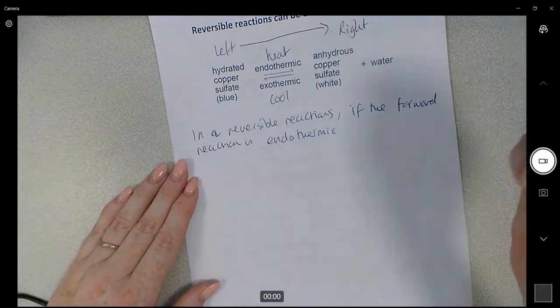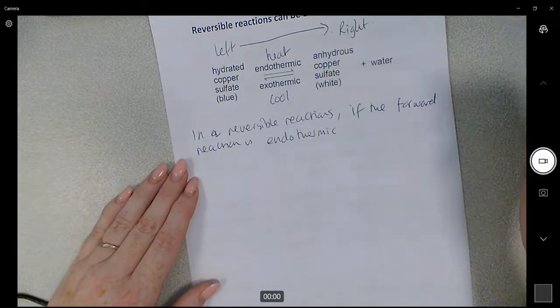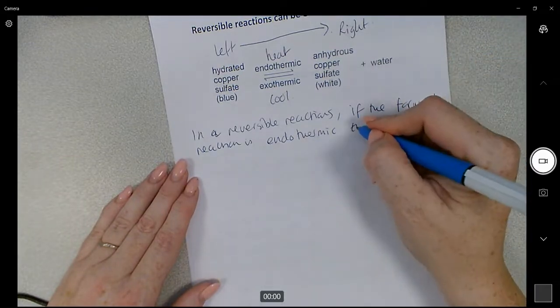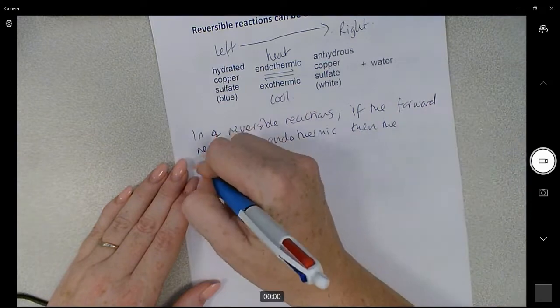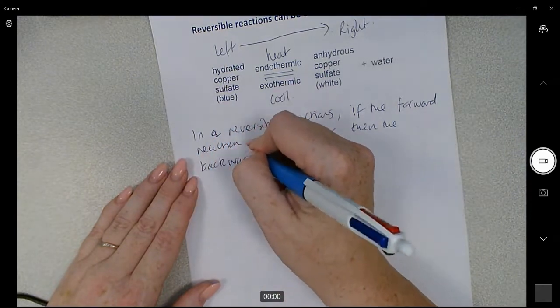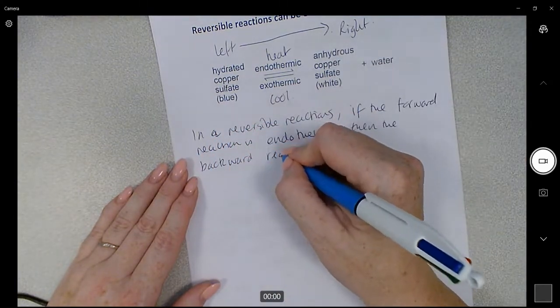So it's just the opposite to each other. So in a reversible reaction, if the forward reaction is endothermic, then the backward reaction would be exothermic.